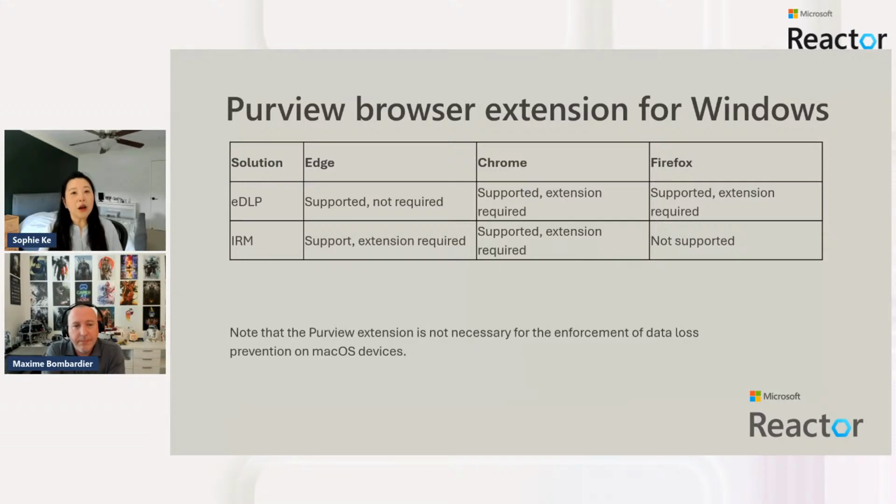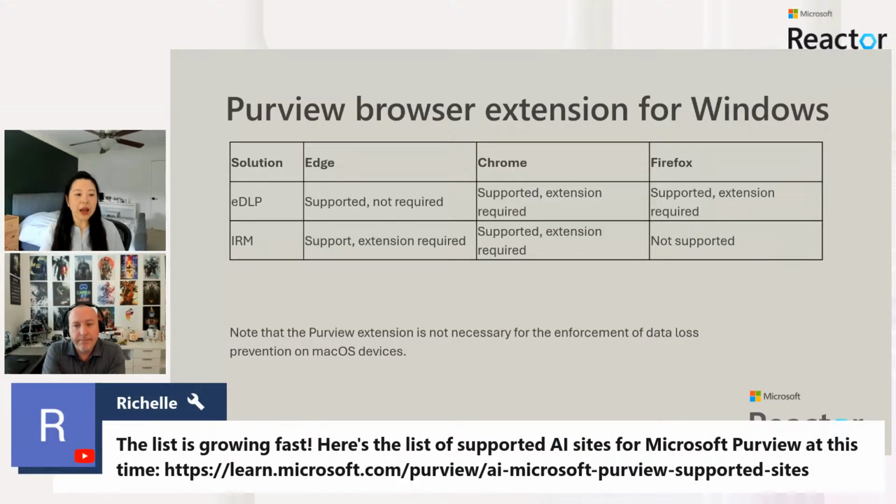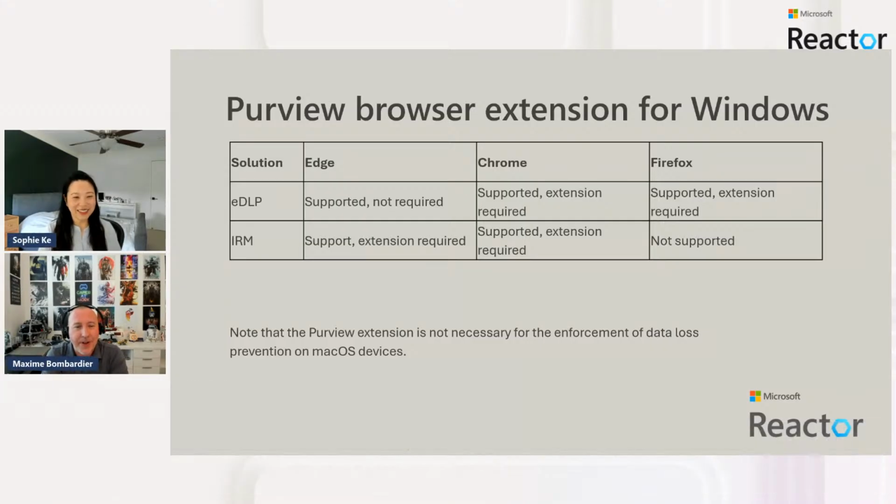So on Windows, if you're using Edge, Chrome, or Firefox, if you want to use both these features, we would want you to install the Purview browser extension for Windows. On Mac OS, the extension is not necessary for the enforcement of data loss prevention. However, insider risk management currently is not supported on Mac, so if you're on a Mac OS, you don't need to install the Purview browser extension. Love to see this update. We had a lot of questions about this, so happy to see this clarified.